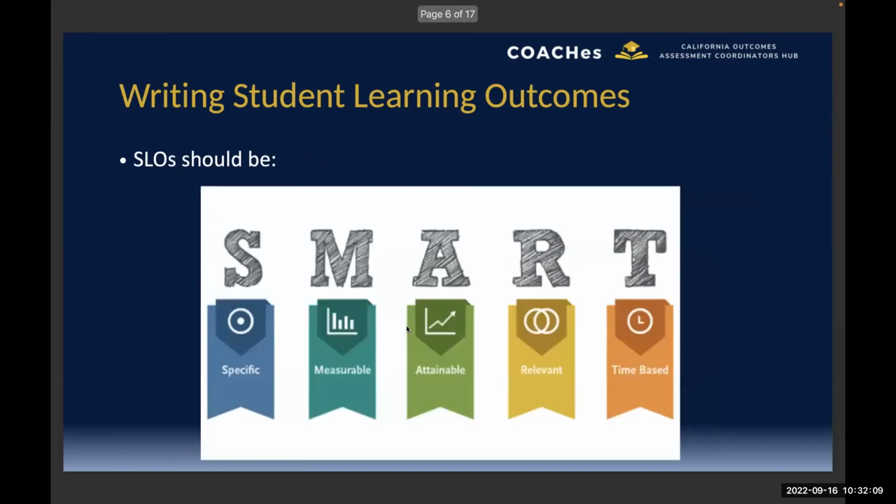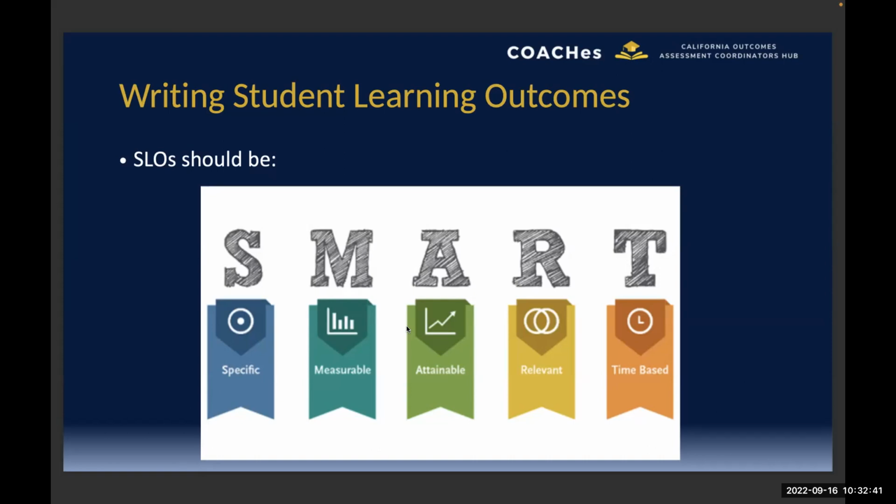Okay. So, writing student learning outcomes. Student learning outcomes, I love this acronym here with SMART. They should be specific. So student learning outcomes should be clear, concise, and in understandable terms. Not in understandable terms for faculty, but for students and those outside the content area, because that's really where we want these to be. We want students to be able to understand what it is that they're going to be learning. Okay, they need to be measurable.